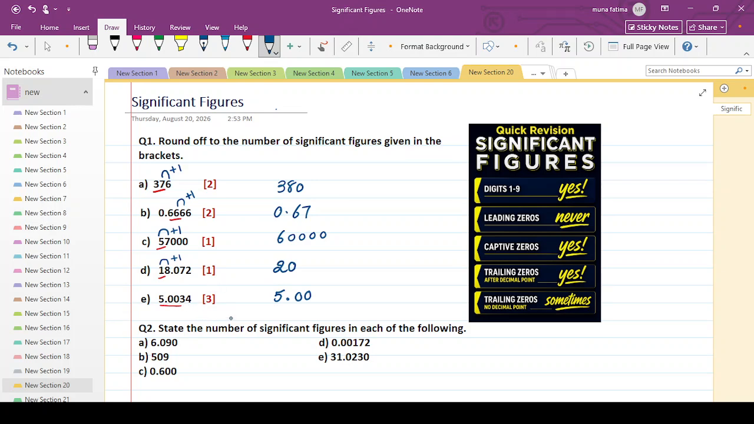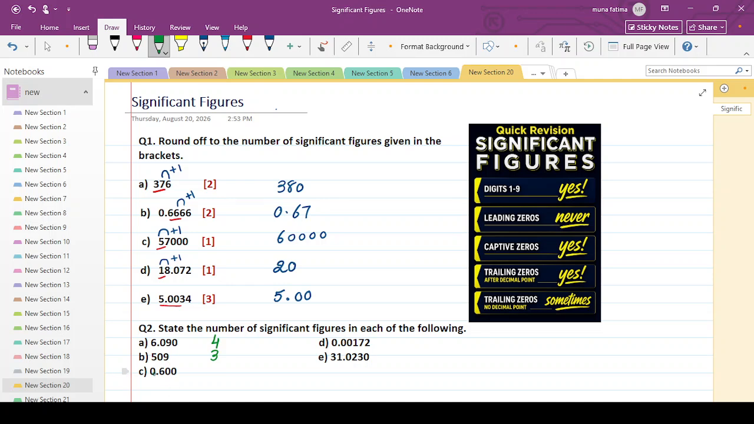Question number 2, state the number of significant figures in each of the following. All right. Now in the first one, we have a sandwich 0 and we have a trailing 0. Both of these are significant. So over here, we end up with 4 significant numbers in total. We have a sandwich 0, we have digits, and altogether they are significant, and there are 3 of them, 1, 2, and 3. Trailing 0, we don't count them.